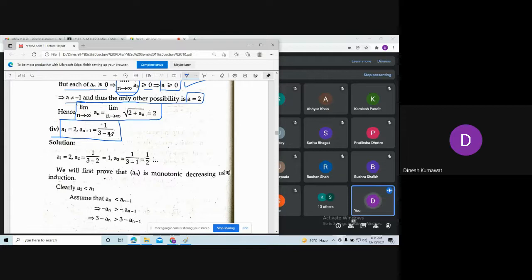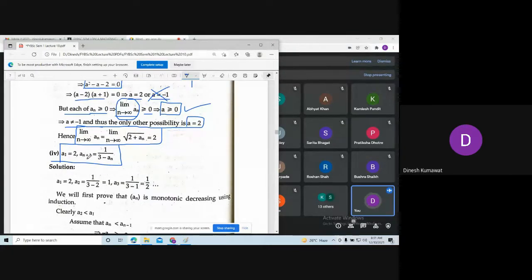Observe here, a1 is 2, and we have this relation, that is a(n+1) is equal to 1 upon 3 minus a(n). Now what is your guess for a2? What is the answer for a2? 1. So a2 is 1. Remember, a1 is 2, a2 is 1. What about a3? 1 by 2. Yes, 1 by 2. What about a4? Now tell me about a4, because a4 is not there.